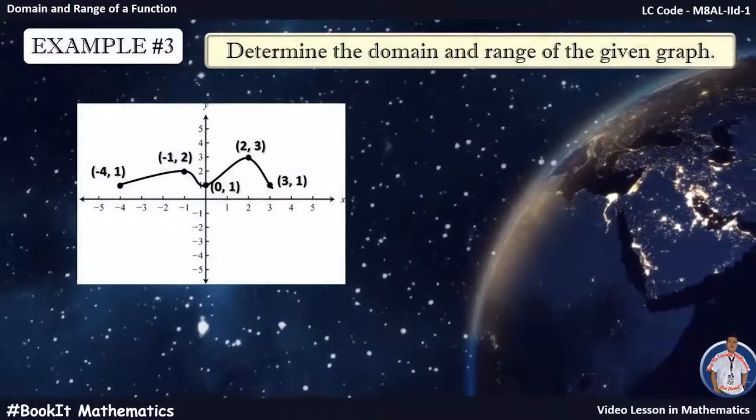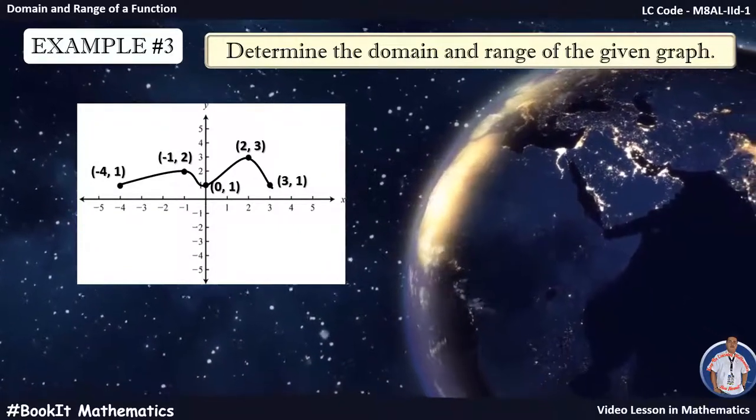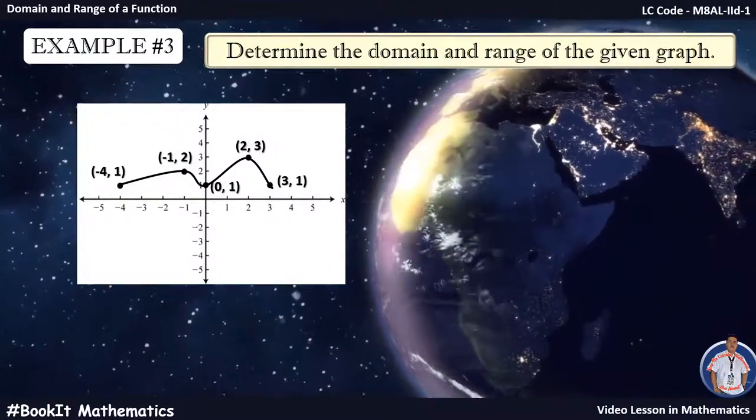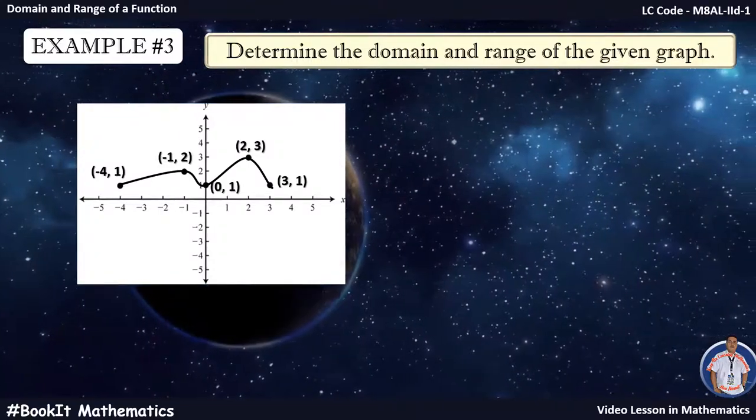Okay, we are now on our third example. Now, determine the domain and range of the given graph. Now, we have a graph here. We have 5 discrete points given.